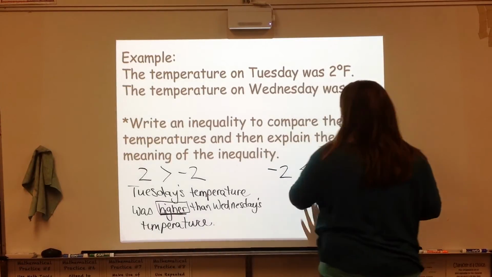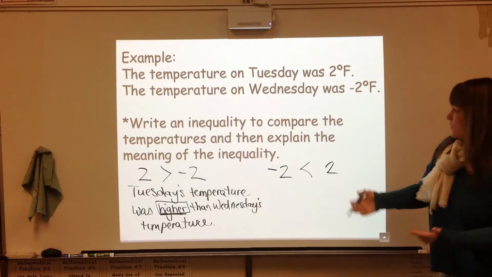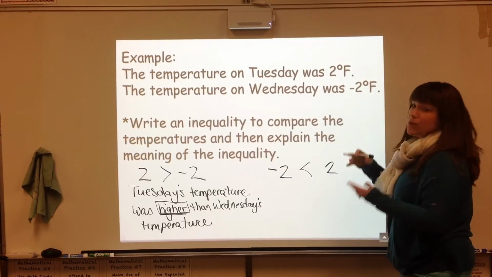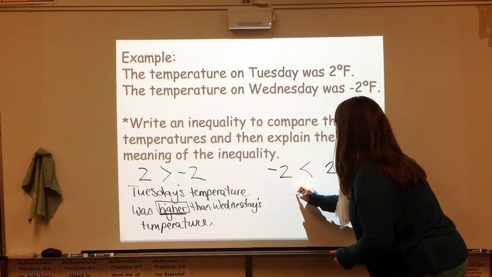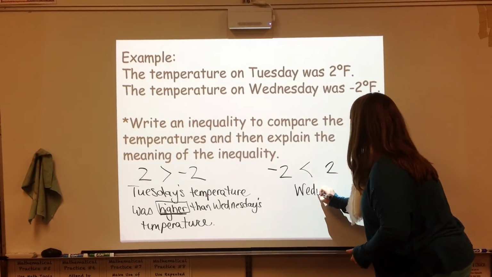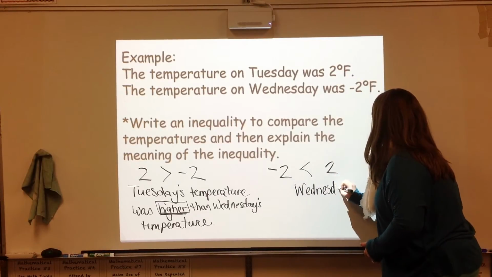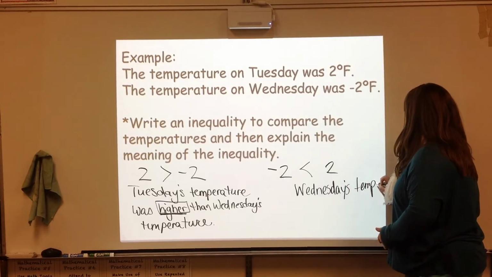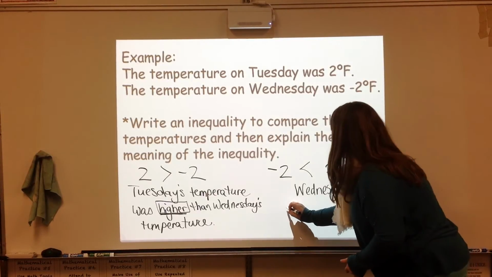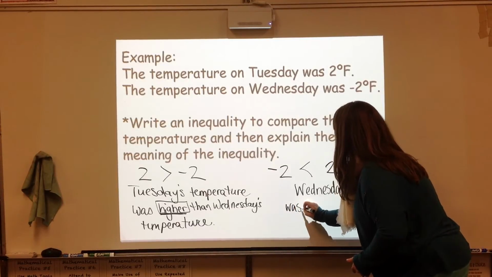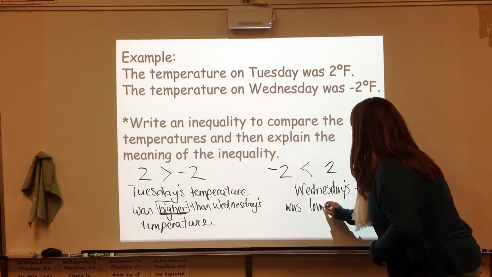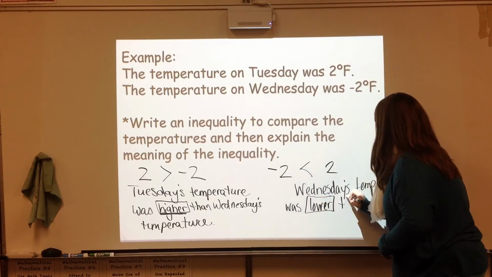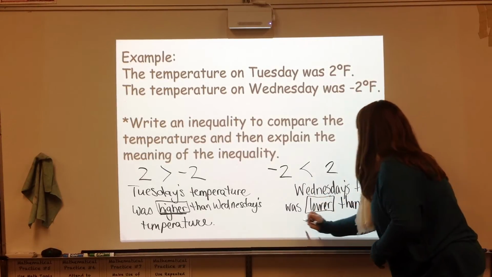For this one, we're just going to use the opposite, the lower, and we're going to switch our days around because we're starting with Wednesday's. So Wednesday's temperature was, instead of higher, we're going to say lower than Tuesday's.